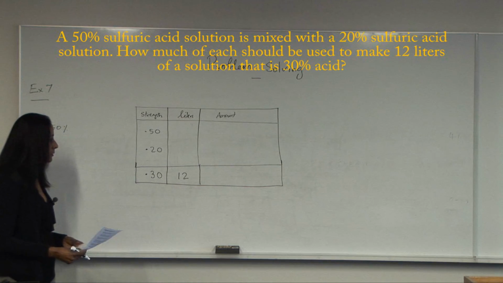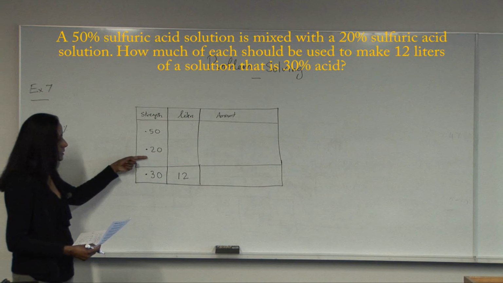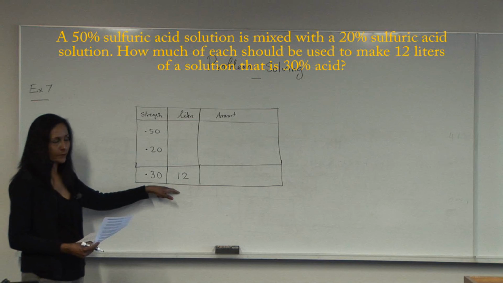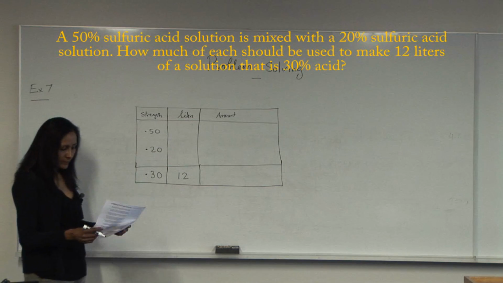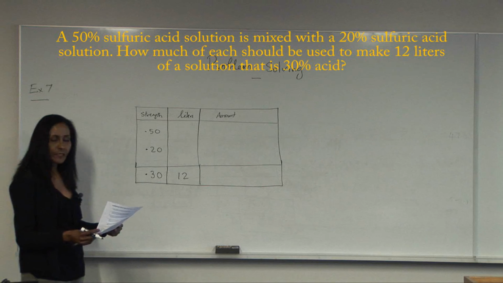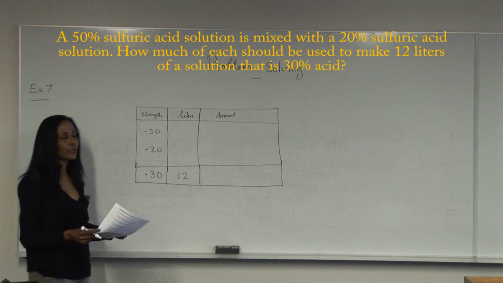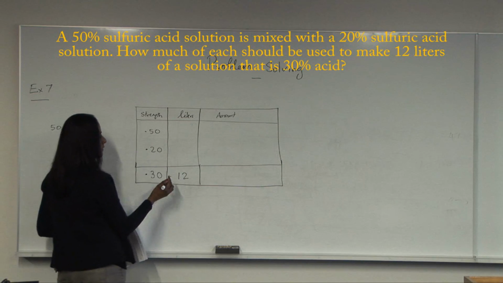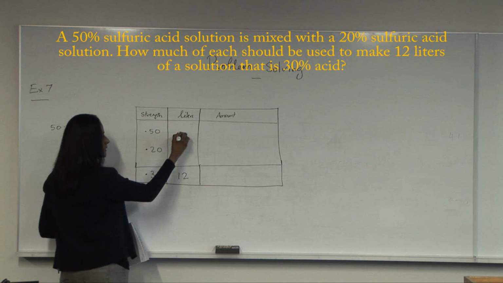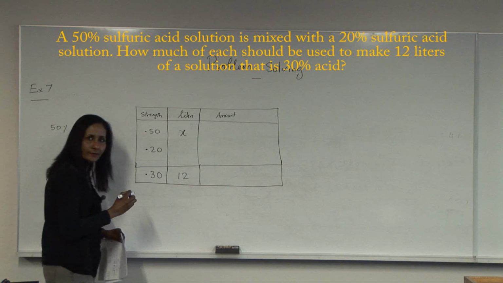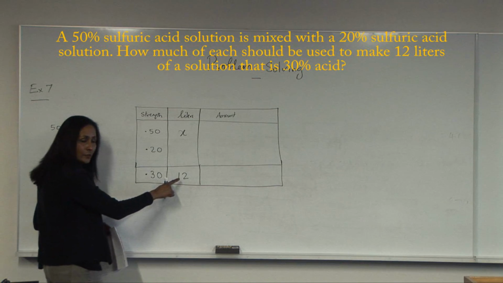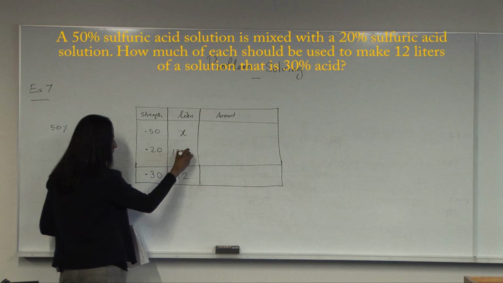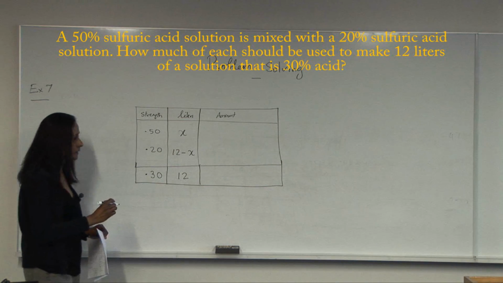This is how you set up this problem. A 50% solution is mixed with a 20% solution to get a 30% solution of 12 liters. And here the question is, how much of each should be used to make 12 liters? So do we know how many liters here? No. So let's keep that as X. And the total is 12 liters. So how much of this one would be? 12 minus X. Total minus the other one would give you this one, correct?